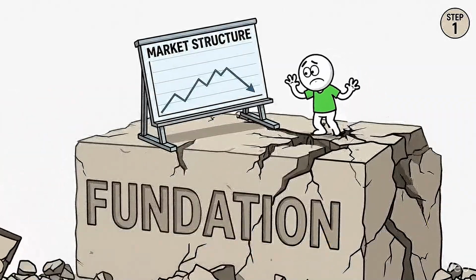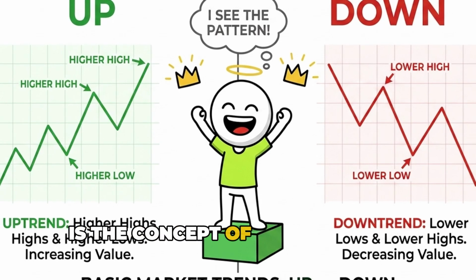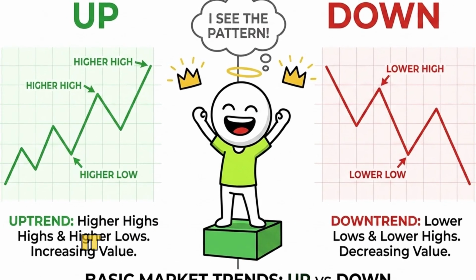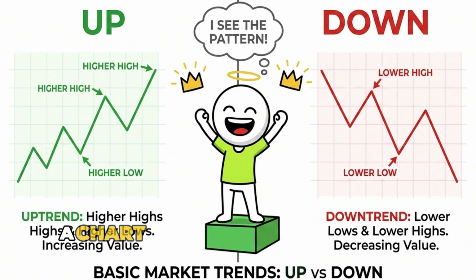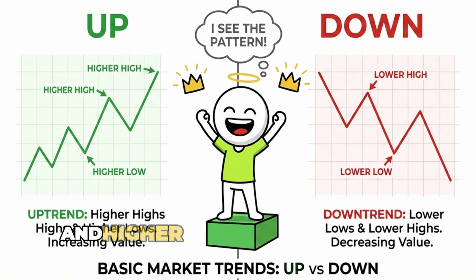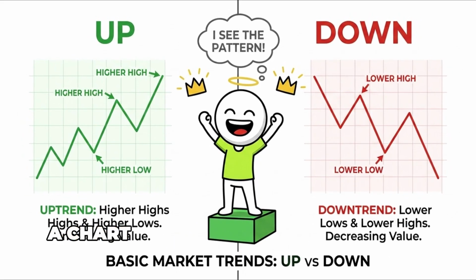entire strategy. One of the very first things you learn when you begin your journey as a trader is the concept of uptrends and downtrends. It is essentially the sippy cup stage of trading education. A chart that consistently forms higher highs and higher lows is defined as an uptrend. Conversely, a chart that produces lower lows and lower highs is a downtrend.